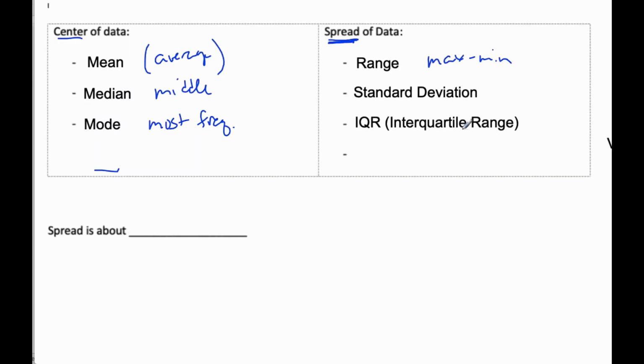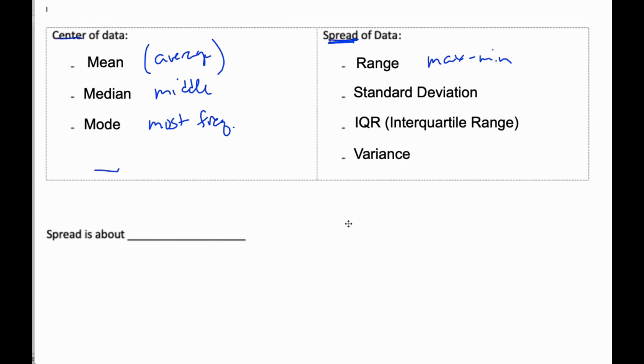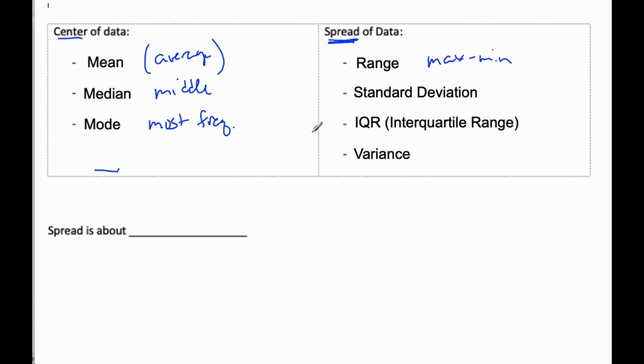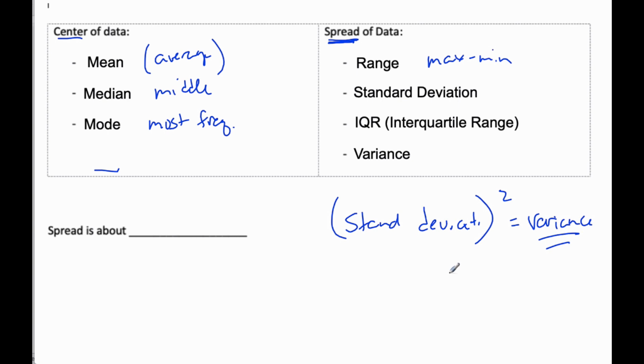Okay, and finally, the last one that I'm going to mention to you is variance. Variance is simply if you take your standard deviation, whatever that value is, and you square it, then you get the variance. It's basically like that. Variance is used in many statistical calculations, but it's not used to report meaning very much.